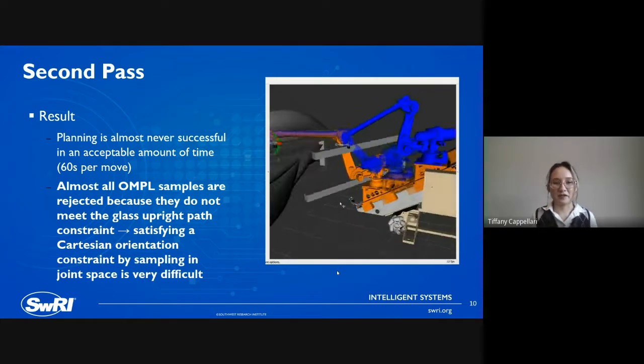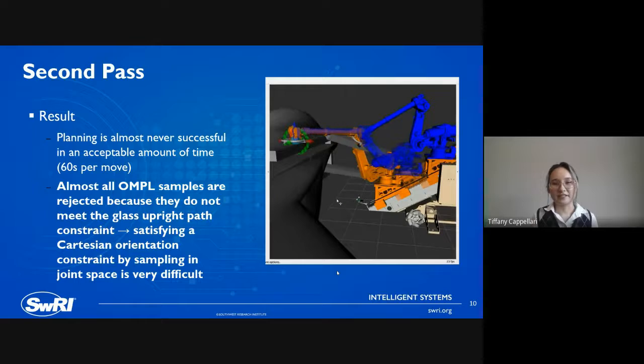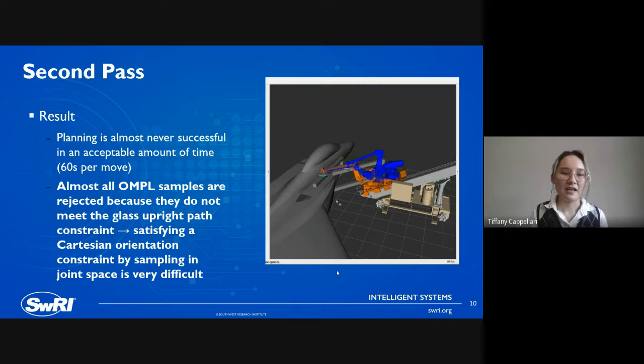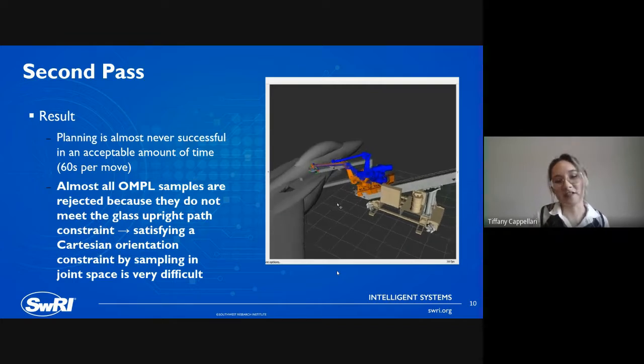And almost all of the OMPL samples were rejected. And you can see there, it just did another strange little joint configuration flip. And a lot of these samples were rejected because they didn't meet the glass upright path constraint. And so we found that satisfying a Cartesian orientation constraint by sampling in joint space is very difficult.